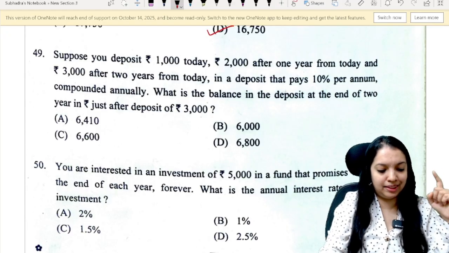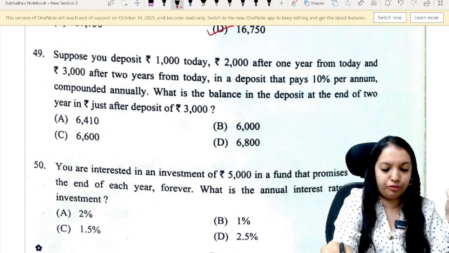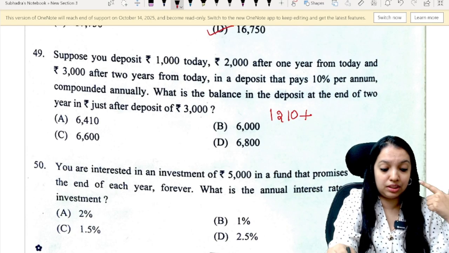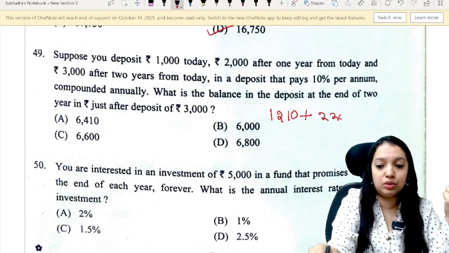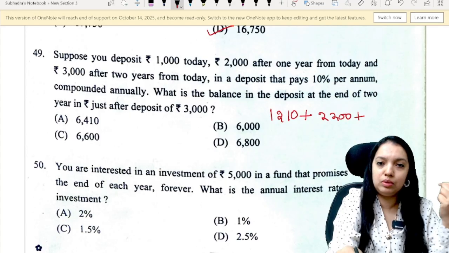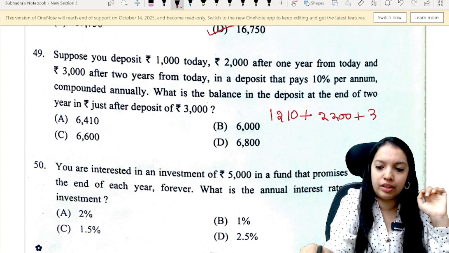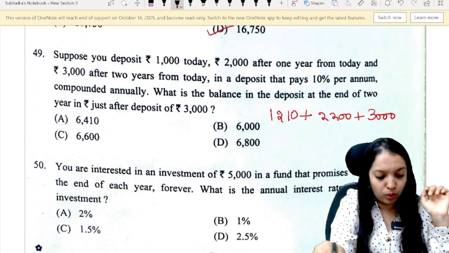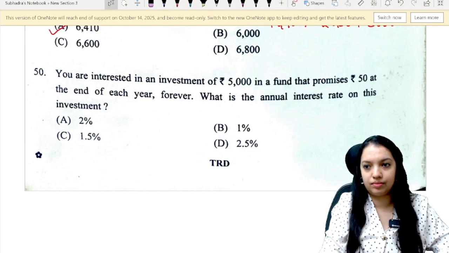Next question, rupees 1000 is deposited for 2 years. That will give you a future value of 1210. Next, 2000 is deposited after 1 year. That will give you a future value of 2200. And 3000 is just deposited in the end. That means you will not get any interest, so you have to take it as 3000 itself. The total of all this will give 6410.